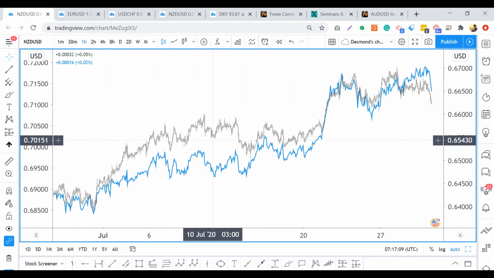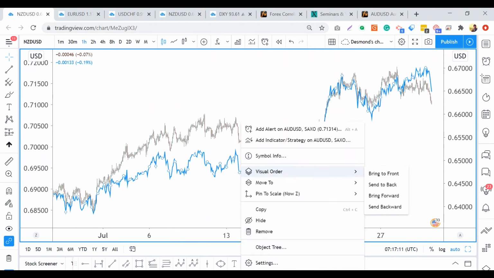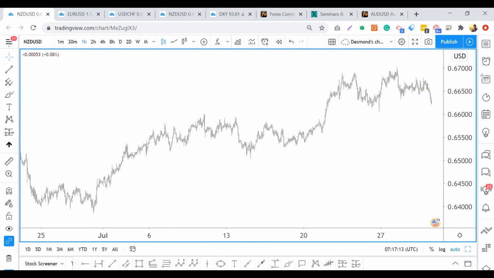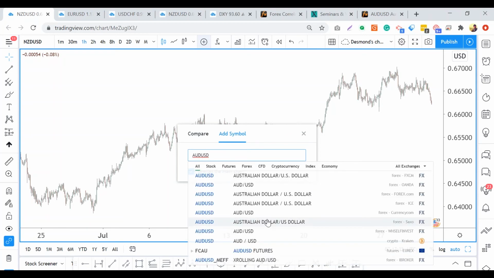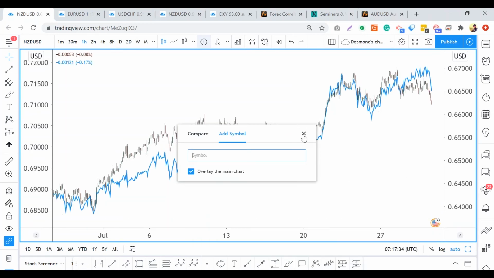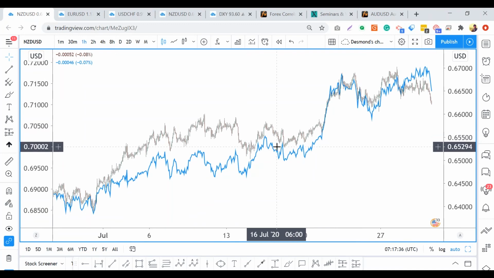let me see if I can remove this. Okay, so if I'm looking at Kiwi dollar now. If you use TradingView, and I recommend you use TradingView to do your analysis, and you want to add in a correlation, all you need to do is click compare or add symbols. In this case, I'll be typing Aussie dollar. I'll select Aussie dollar, and it will be overlaid onto the chart.